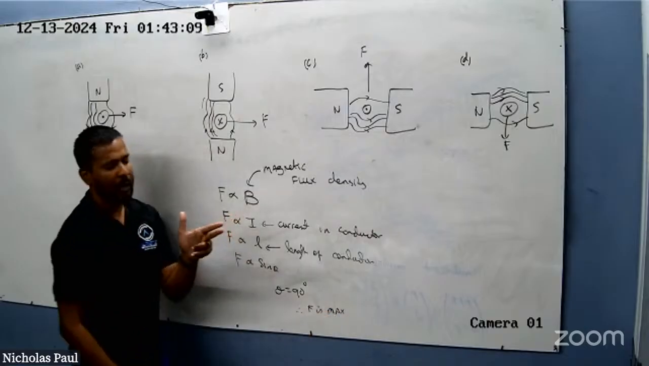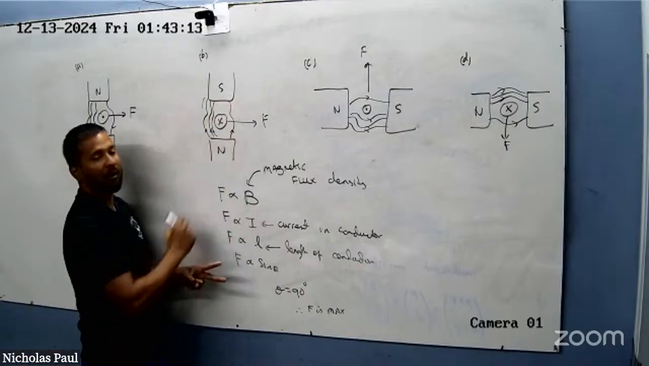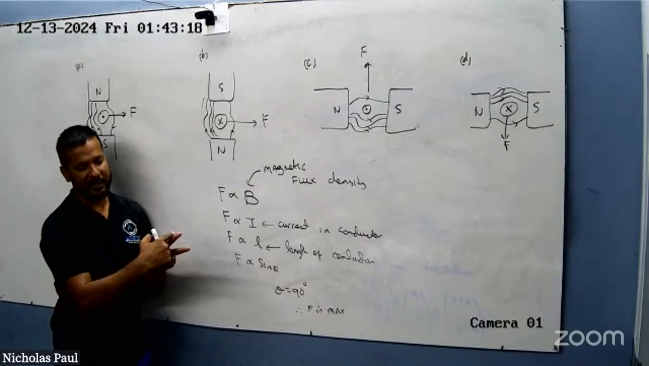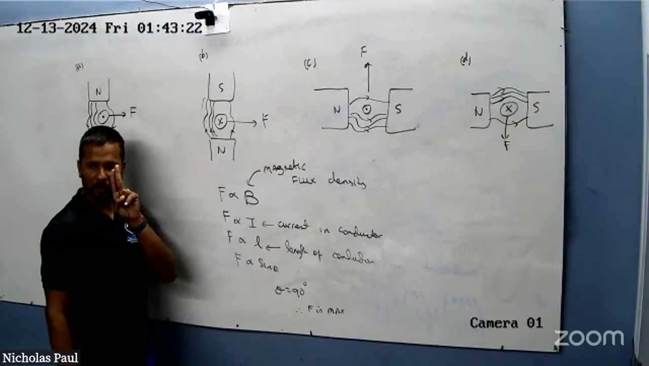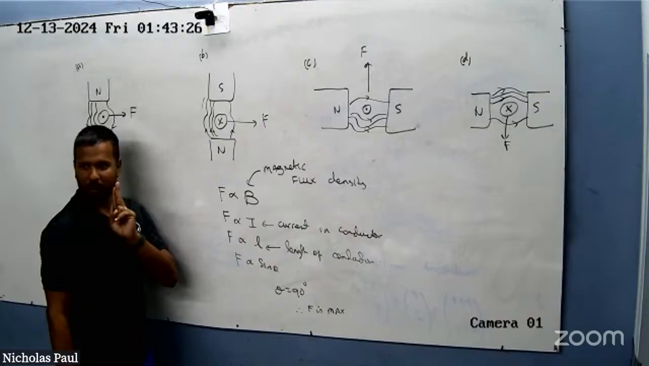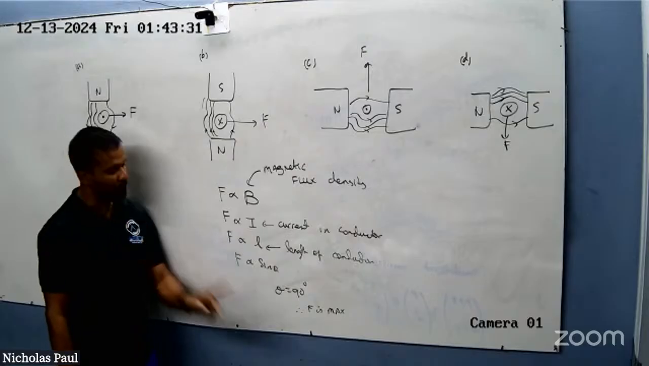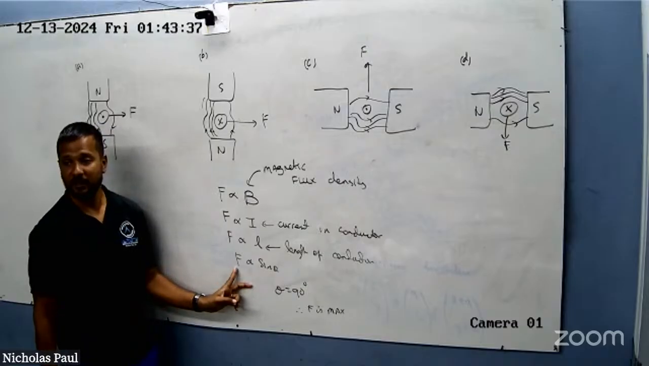And when theta is 0, what will happen? What do you think will happen if the direction of the current and the direction of the magnetic field are parallel? Nothing will happen, no force. Right? Because watch this here. If theta is 0, sine theta is what? 0. So the force is 0.